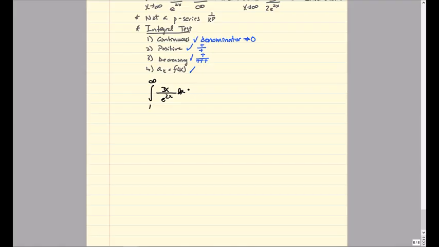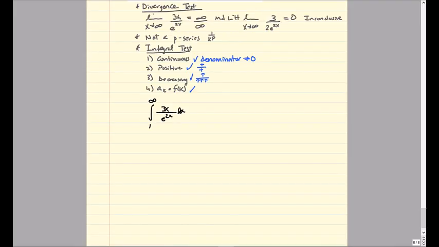So when I rewrite this, I'm going to have 3x e to the negative 2x. So I'm going to have to use some other technique of integration, and I think it's going to be integration by parts. So this is the integral of 3x e to the negative 2x dx.